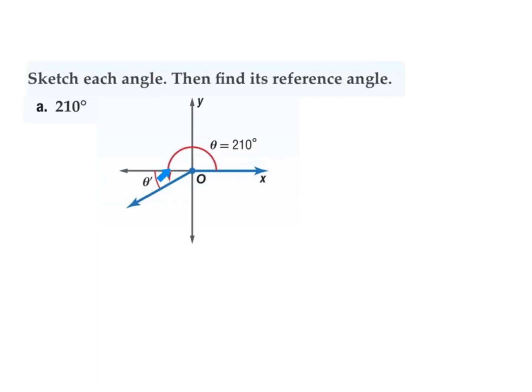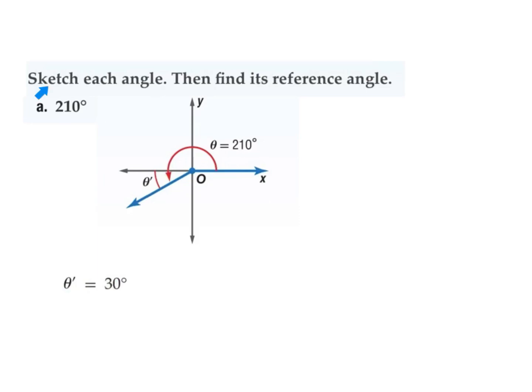How much further do I have to go? So how much further did you have to go? 30. I had to go 30 degrees more. Well, that 30 degrees more is the reference angle. So when you express the reference angle, all you do is write theta prime equals 30 degrees, and then we're done.